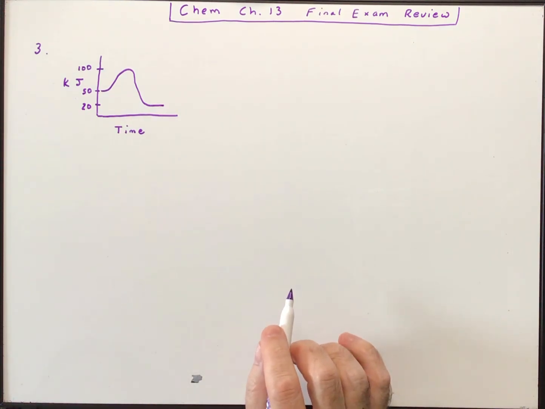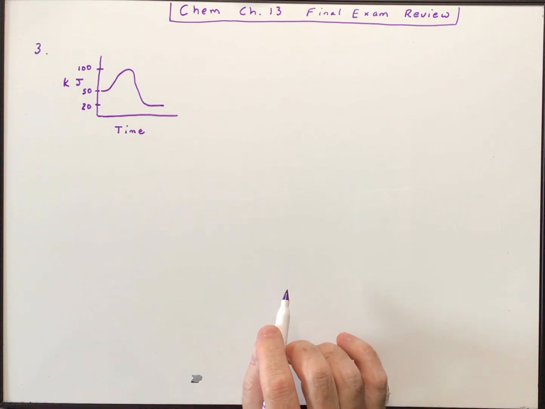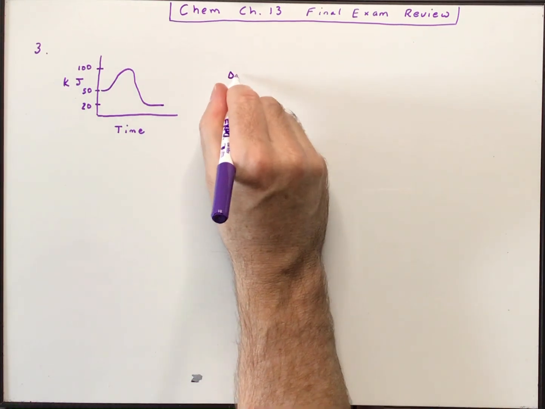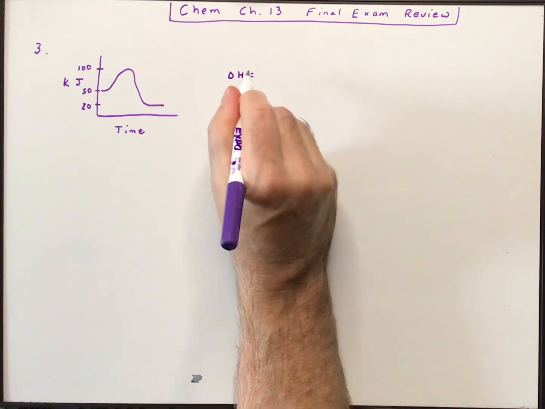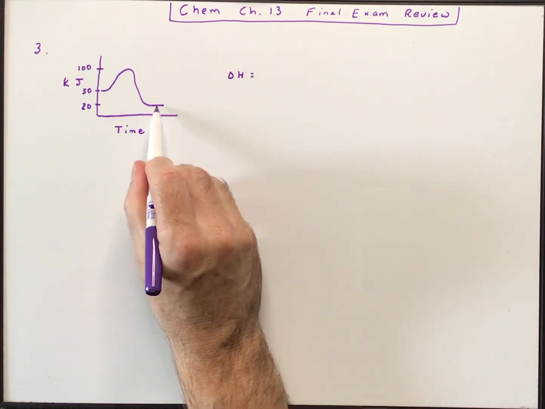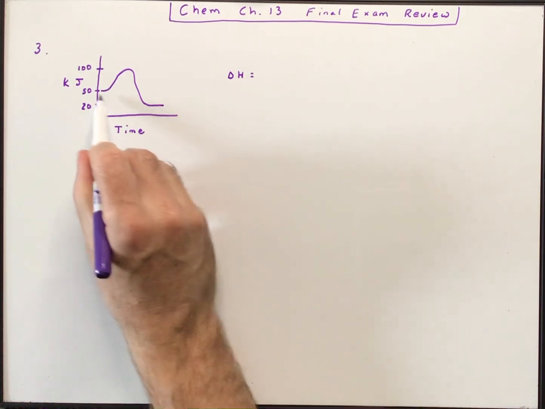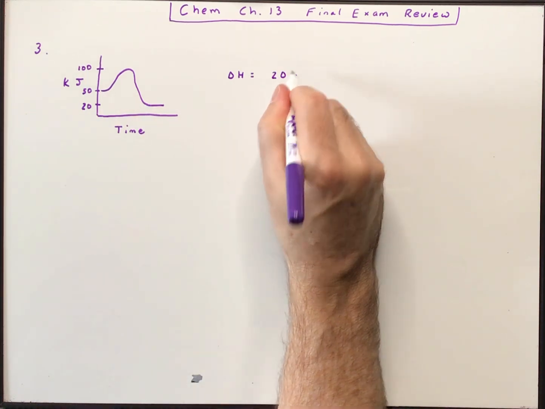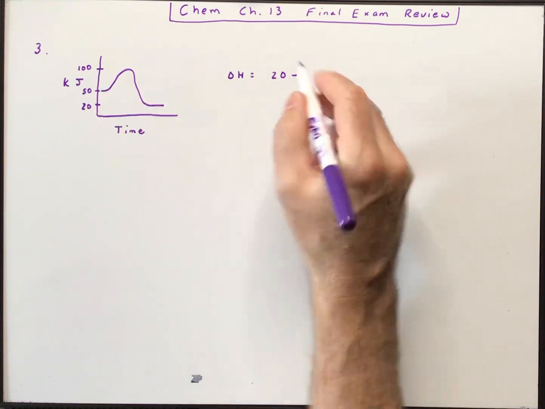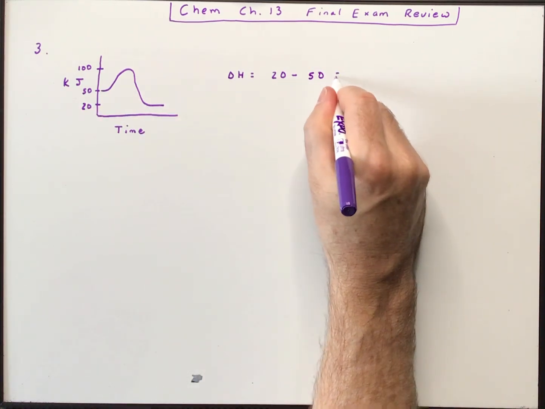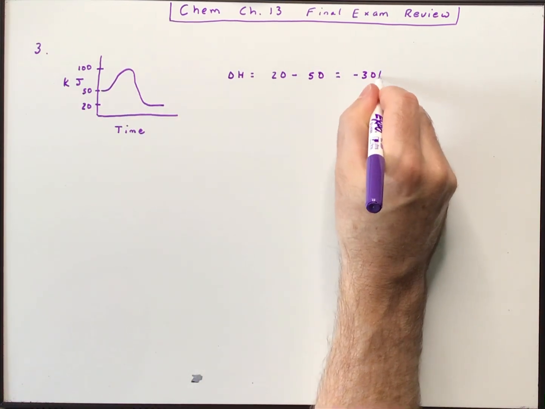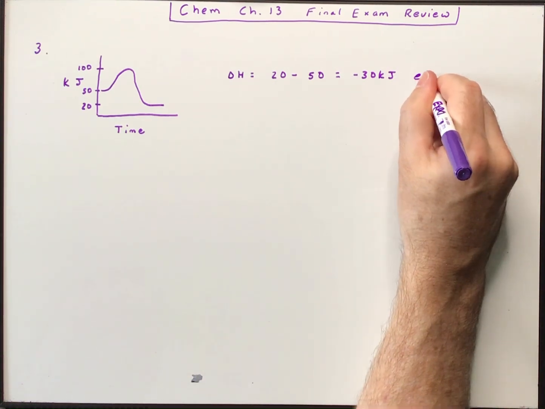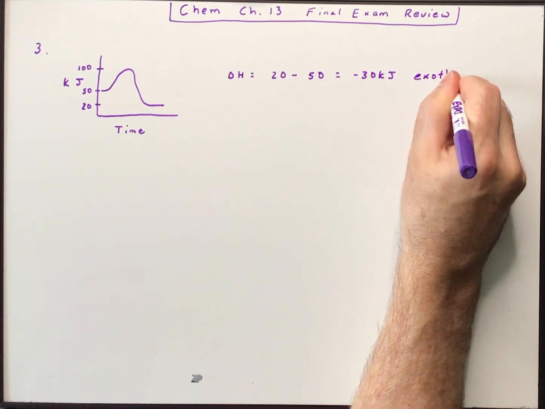So the question says, is it endothermic or exothermic? So we need to get delta H. And you want to take the right side of the graph minus the left side of the graph. So that's going to be 20 minus 50, which would be negative 30 kilojoules. So that is negative. It releases heat, so it's exothermic.